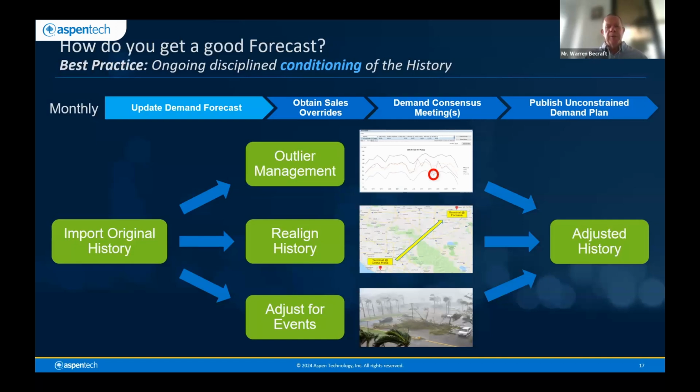Also in the chemicals industry, we have situations where maybe we are introducing new products into the market, we're getting new customers, or maybe we're distributing to customers from a different location to meet their demands.